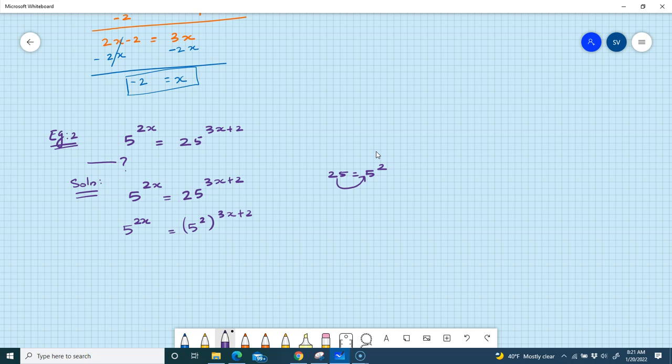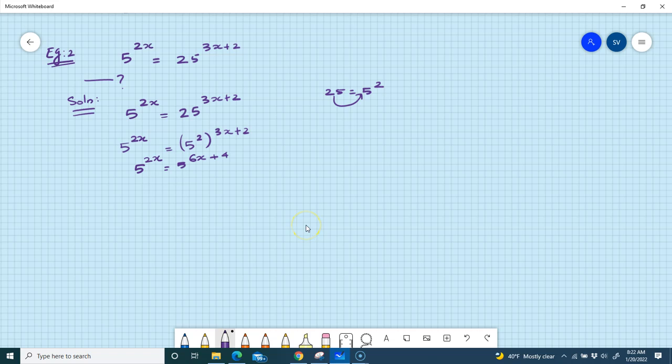So we can use the power of power rule here. So that is 5 to the power, multiply this exponent with the external power. So that is 2 times 3 is 6, 6x plus 2 times 2 is 4. Yep, we actually made it the same. So 5 to the power 2x is equal to 5 to the power 6x plus 4. Now we know how to solve this because we used the 1-to-1 property before.